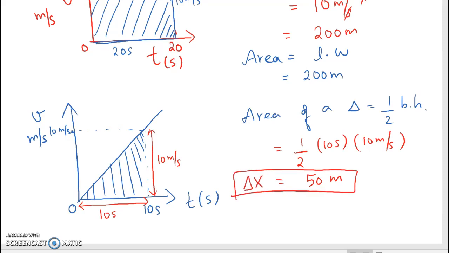Let's apply the equation and see if we get the same answer. We know that if velocity is changing, we need to compute the average velocity in order to calculate the displacement. So we can calculate displacement as simply the average, which is initial plus final divided by 2, times time.